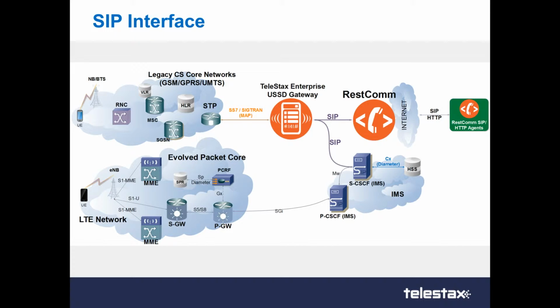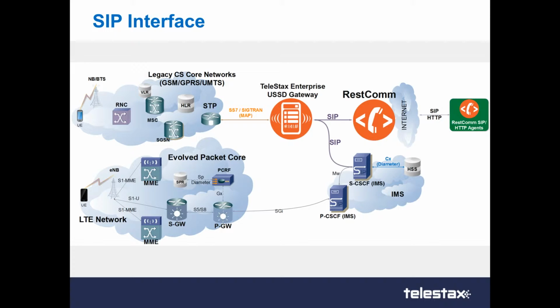In this network topology diagram example, we can see how TelScale Enterprise USSD Gateway interacts with legacy circuit switch mobile core networks like GSM, GPRS, and UMTS, as well as all-IP next generation networks like the IMS or LTE, and the Internet and web applications.